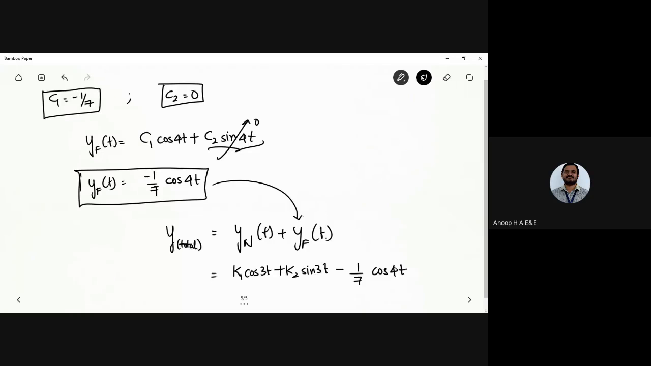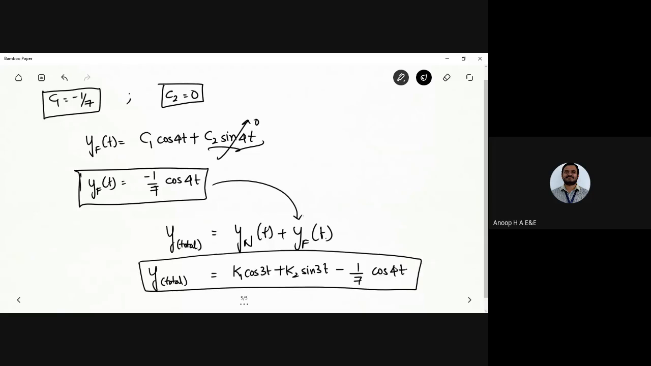So I have the total response as k1 cos 3t plus k2 sin 3t minus 1 by 7 cos 4t. This is the total response of the system. Why total? Because it considers both the natural response as well as the forced response of the system. Hope it is clear to you.